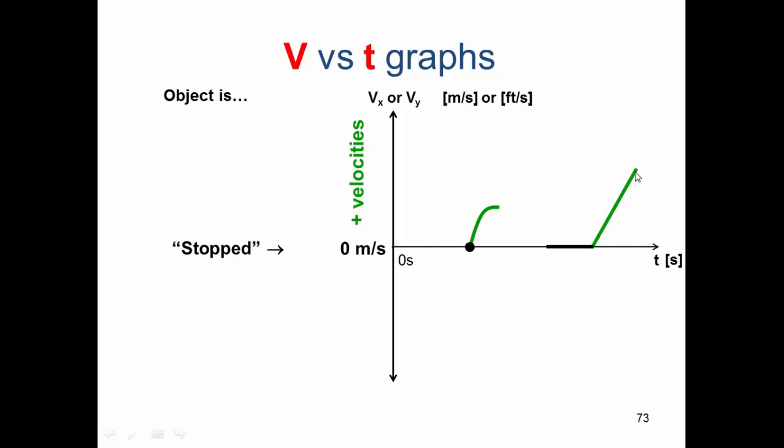Here's another shape that could be on our graph, and notice the difference in shapes. I've got a curved section versus a straight section. The question for you is, how do you interpret those two different shapes? I'll leave that for you to figure out.